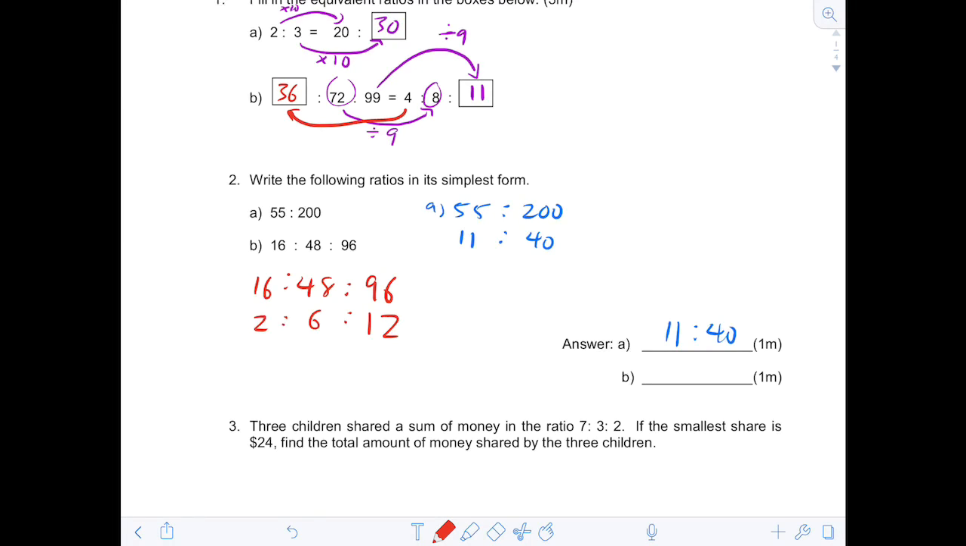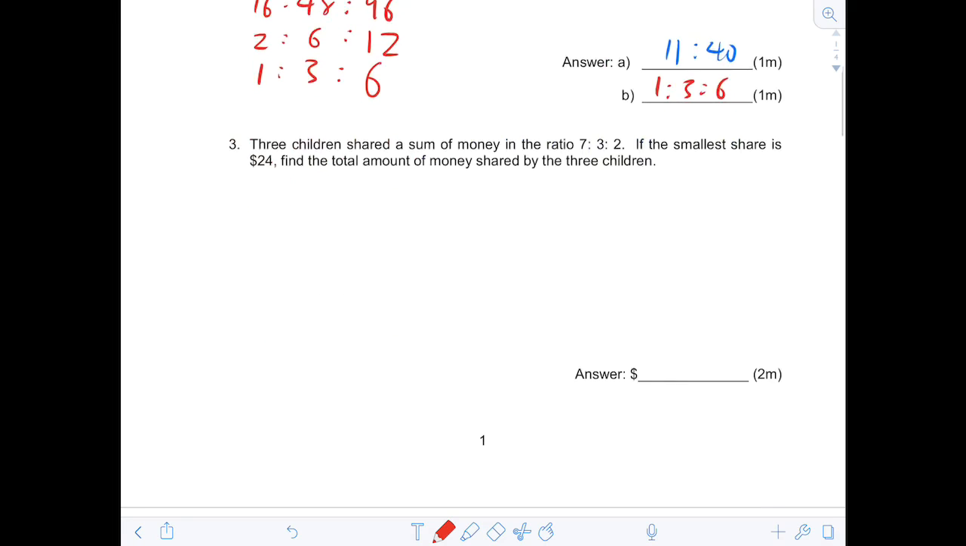Yeah, 12. So here you have to check whether this is the simplest form, because they wanted the simplest form. So check, can it still be divided by another number? Yes, it can be divided by 2, so you can still reduce it further to 1, 3, and 6. Did I do it correctly? Let's double check. 16 divided by 16 is 1, 48 divided by 16 is 3, 96 divided by 16 is 6, correct. Okay, so now we go to question 3.